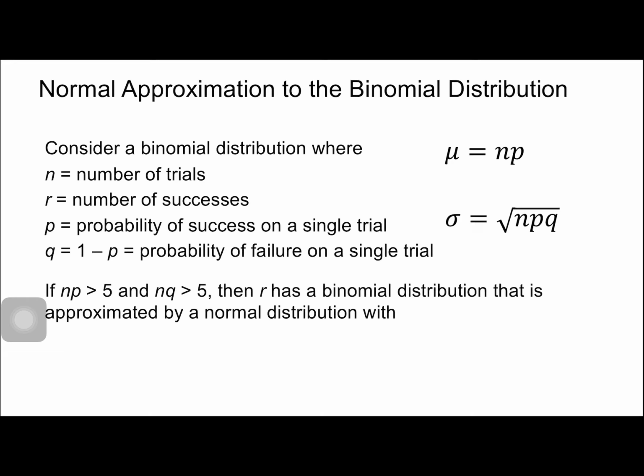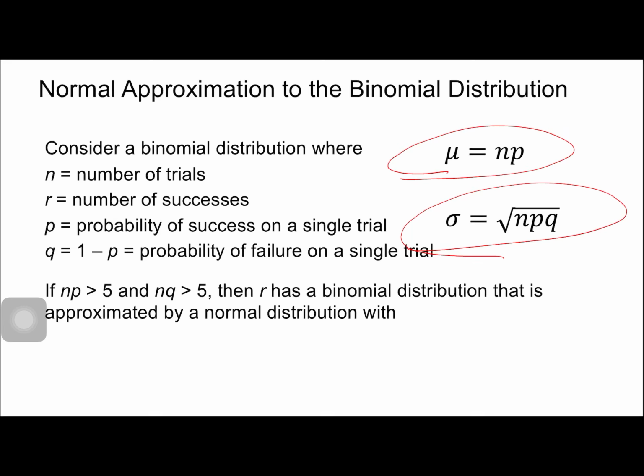Next is the normal approximation to the binomial distribution. Okay? So here, if np is greater than 5 and nq is greater than 5, then r has a binomial distribution that is approximated by a normal distribution. The formulas that we are going to use are mu is equal to np and sigma is equal to the square root of npq.